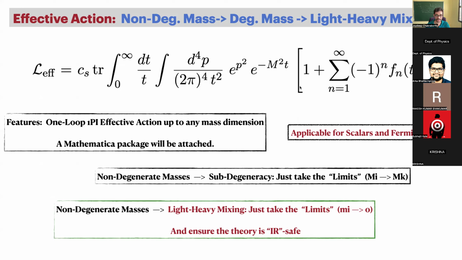So that's why this gives us two better handles to deal with. One is the non-degenerate spectrum loop calculations, and also the light-heavy mixing loops, and we can calculate directly the local contribution without calculating the non-local one. That is the beautiful aspect about that formula.